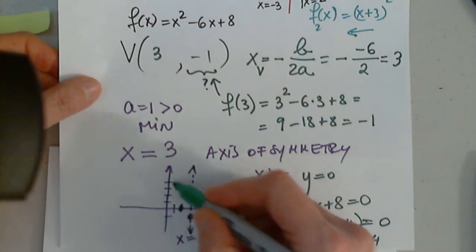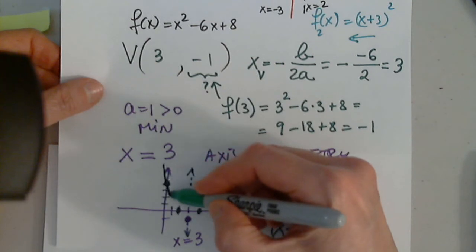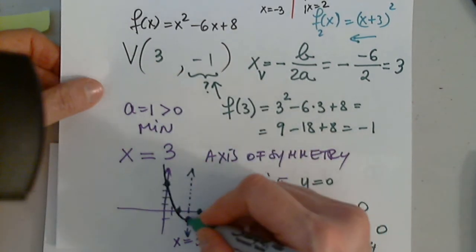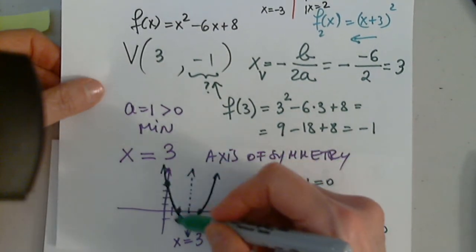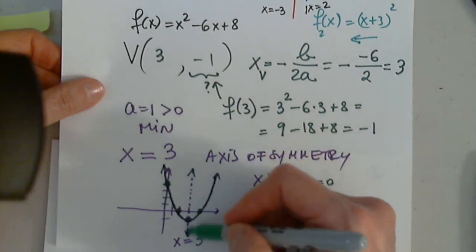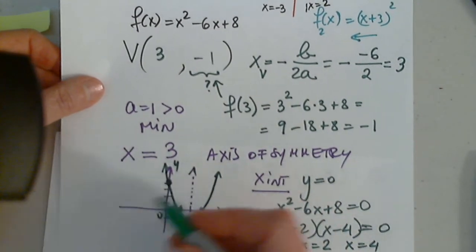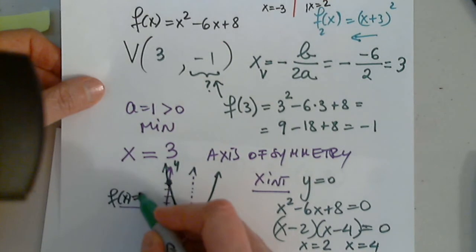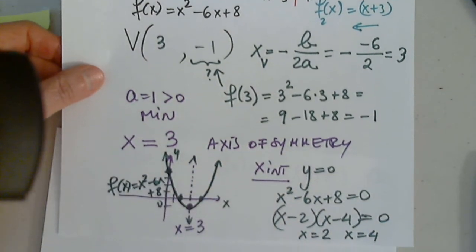2, 4, 6, 8, because I don't have enough room. I did not plan ahead correctly, so I did not leave enough room. Try to make it as symmetric as possible with respect to the axis of symmetry. We always write on the graph somewhere what we just graphed. So this is x squared minus 6x plus 8.